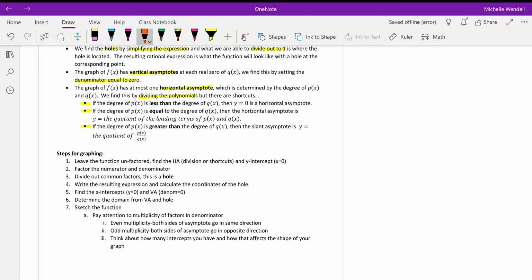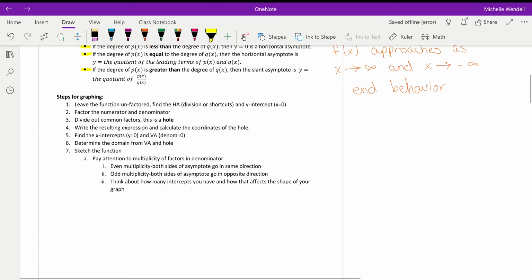The definition of a horizontal asymptote, which we'll use later, is a line that the function approaches as x goes to infinity and negative infinity. That definition should look familiar. It is end behavior, which we've talked about before, and you use that when you were evaluating polynomials. Here are 7 steps for graphing. These are very useful, and if you follow those, then you'll be able to analyze and graph any function.